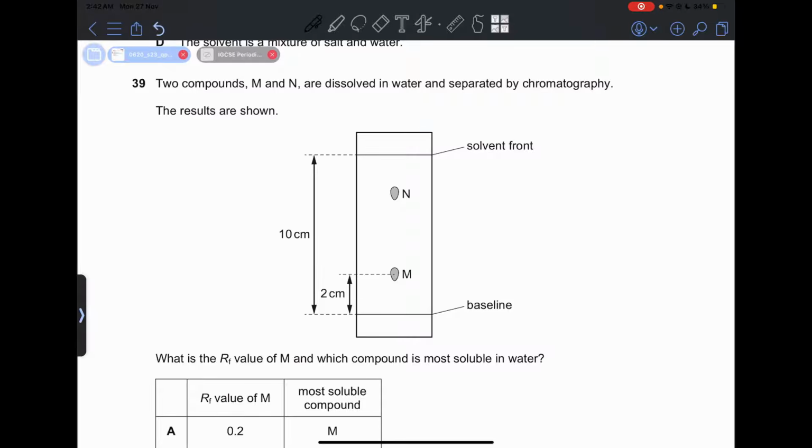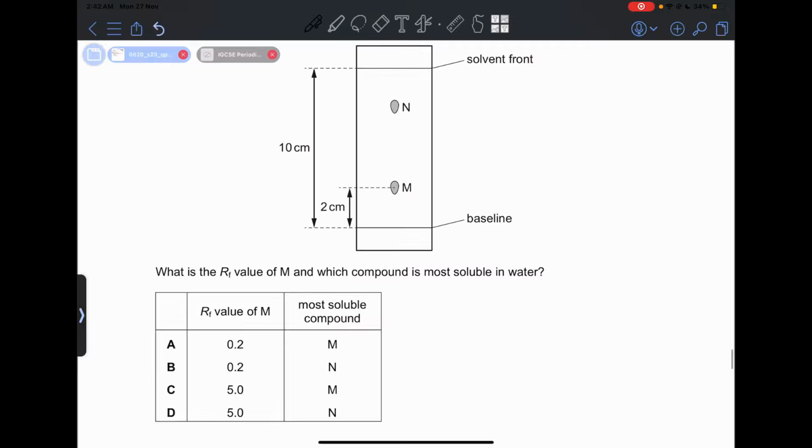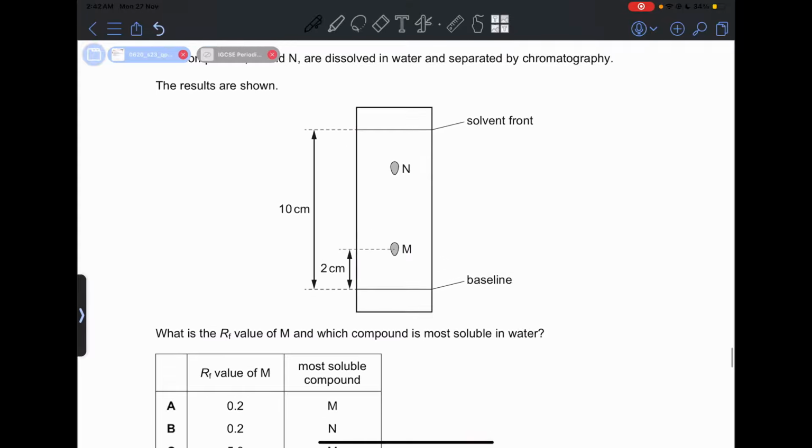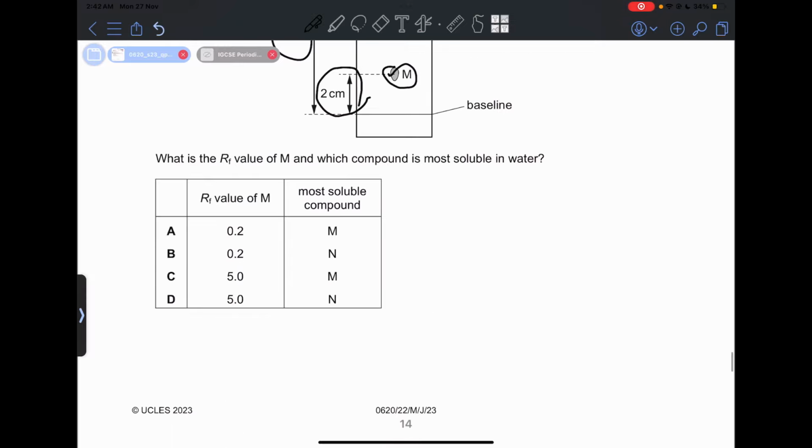39. Two compounds M and N are dissolved in water and separated by chromatography. The results are shown. What is the RF value of M and which compound is most soluble in water? To calculate the RF value, you're going to be dividing 2 over 10, because this is the distance moved by this drop, and the total distance moved by the whole solvent is 10. It's going to give you 0.2. So you're going to be choosing between A and B, not C and D.